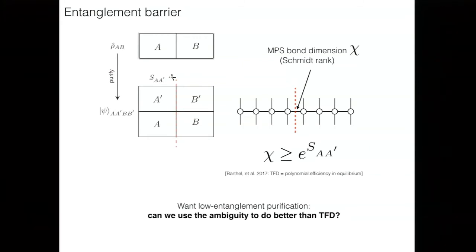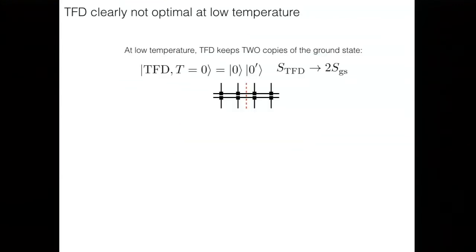So the natural question you'd then ask is, we said there's actually many possible purifications, not just the Thermofield double. Can we use that ambiguity to lower the amount of entanglement and therefore make the simulations more efficient? So to see there might be something to gain here, let's consider the limit at low temperature. Let's go all the way to 0 temperature, where the Thermofield double state would just give 2 copies of the ground state, 0 and 0 prime.